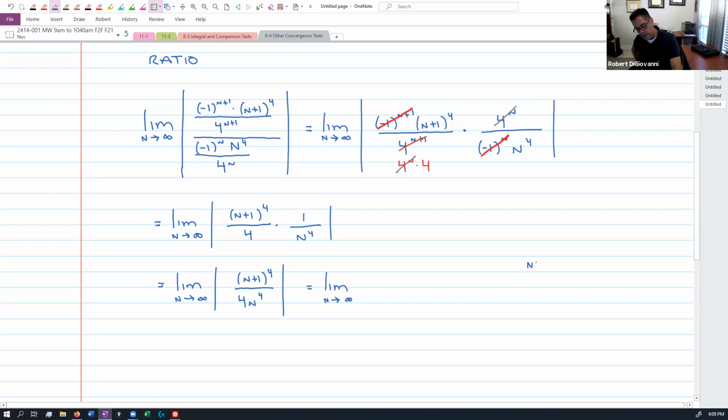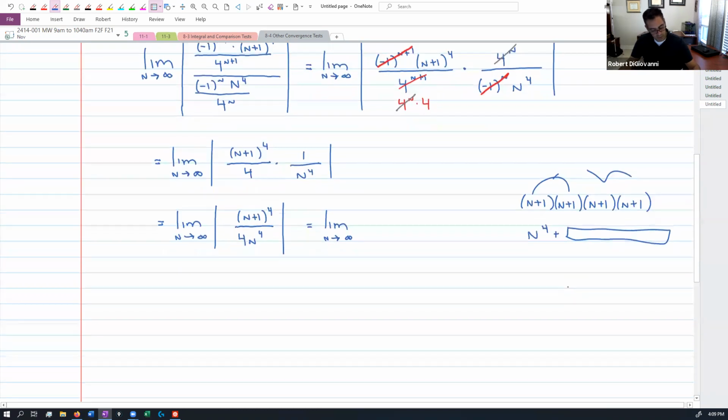So I have to do n plus 1 times n plus 1 times n plus 1 times n plus 1, and then I have to multiply that all together. Now, what we do know is that the very first term, when we multiply all this out, is n to the 4th. And then we're going to have plus a bunch of stuff right here. Watch, let me write this down.